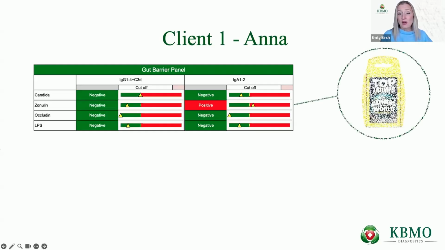So where do we start? Well, it's sort of like a game of top trumps. Here, it's really, really clear. We've got one thing to work on. This is zonulin. That's the positive thing. But even if we did have candida, let's say it was nudged slightly into the positive, we've still got zonulin as our main issue. Those gut barrier proteins themselves, they're always top trumps. Okay, we need to know that that gut barrier is nice and tight and not leaky. And that is always our main concern.